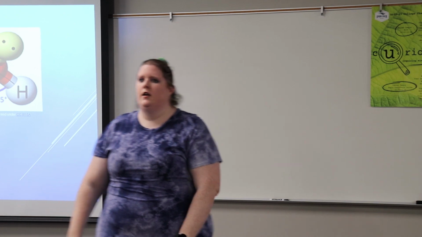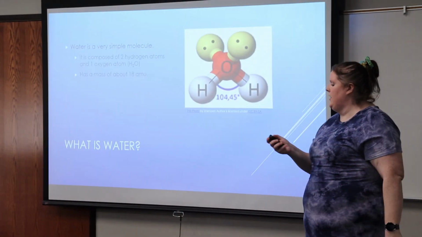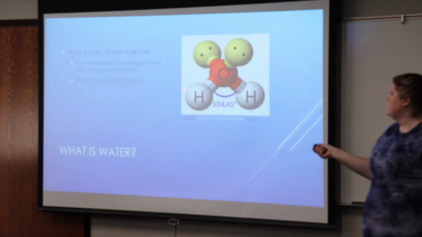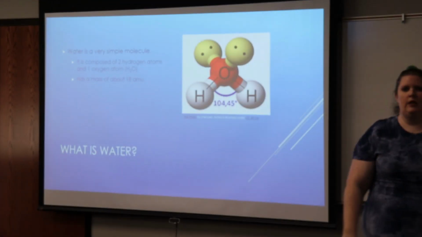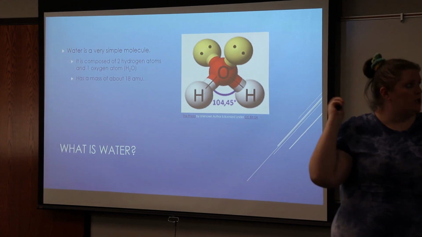This is what it looks like. Don't freak out, it's gonna be fine. Although if you've been in or are in a chemistry class, this should not freak you out. So you've got an oxygen in the middle, 2 hydrogens that are attached to it. These dots up here are electrons. So the oxygen has some electrons on it that the hydrogens don't.